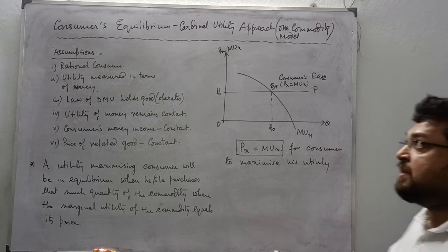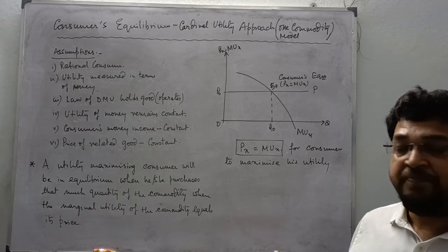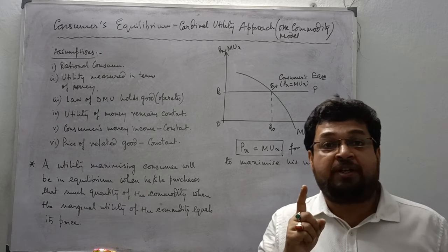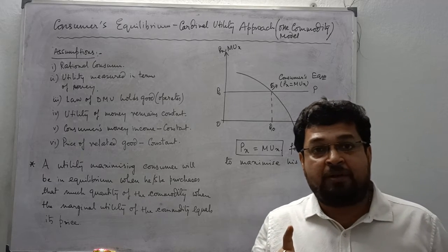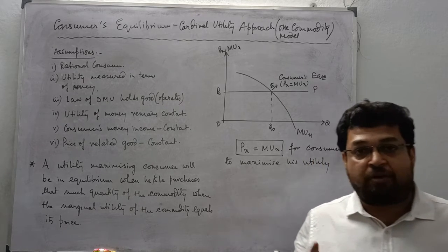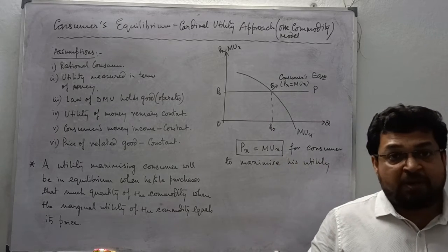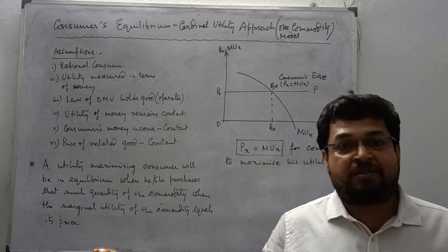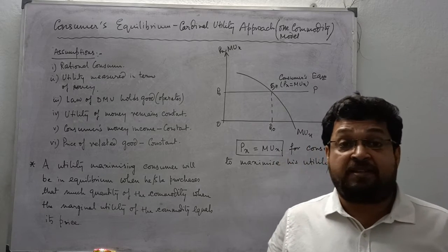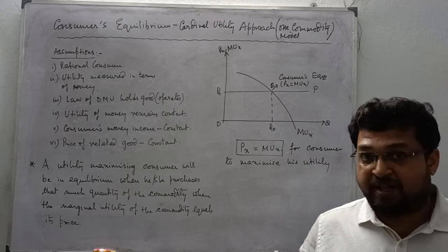Now we come to the consumer's equilibrium analysis. The first one we need to know about is the consumer's equilibrium, the cardinal utility approach for the one commodity case, where we are concerned with the consumption of one commodity and how or when the consumer will be in equilibrium. The equilibrium state of a commodity is referred to as where the consumer is attaining the highest utility, or the utility is maximized.